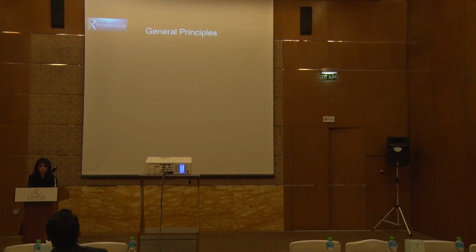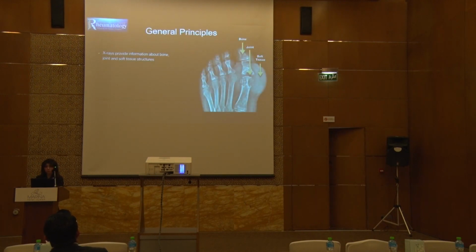A few general principles that apply when you read a joint X-ray. So when you order a joint X-ray, what are you expecting to see in the X-ray? You're expecting to see bone, soft tissue, and the joint. And the joint is represented by the joint space here.